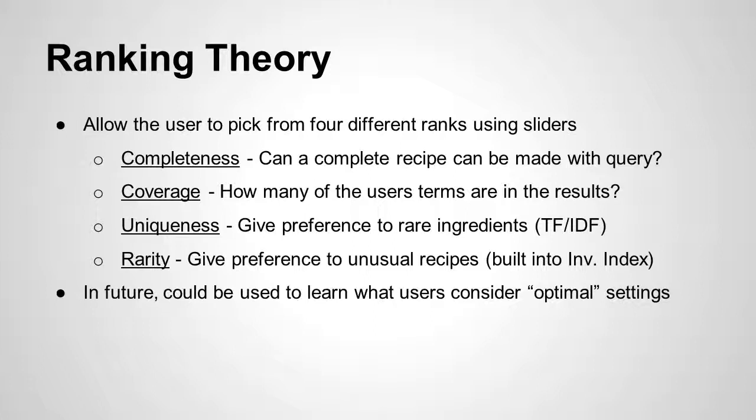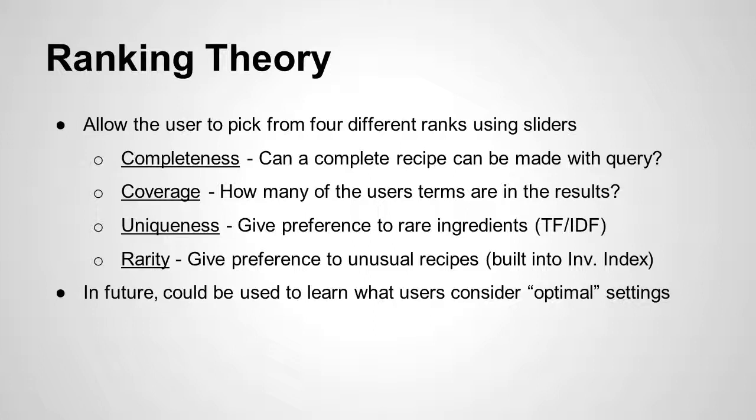The second idea was that of coverage, or how many of the user's terms are in the individual recipe result. For example, if a user has only a few terms, they might want to have all of those terms be inside the recipes that we give back to them. However, if they're searching with many terms, they might not necessarily want all of those terms to be used.